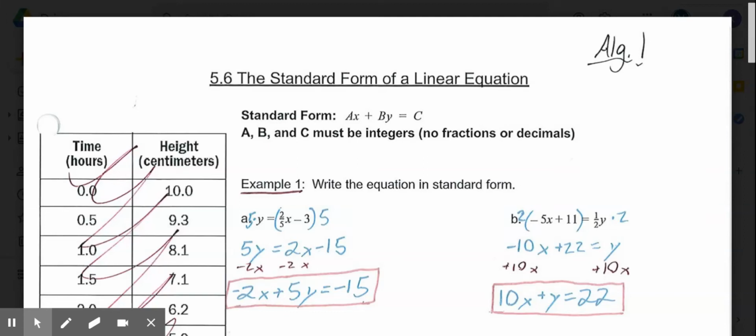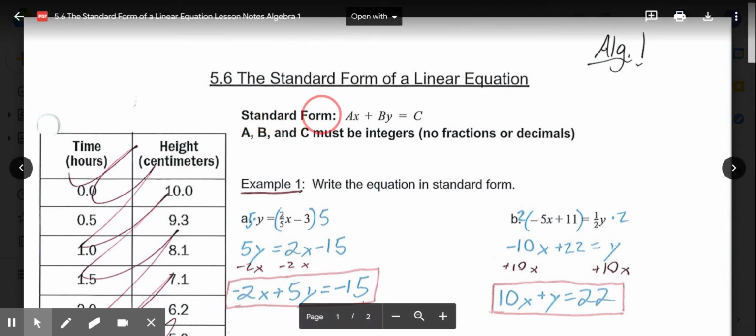Welcome to lesson 5.6, the standard form of a linear equation. So now we've become more familiar with slope-intercept form, and in our last lesson, 5.5, we looked at point-slope form. Now we're moving into what's called standard form. So again, this is another form for writing linear equations of lines.